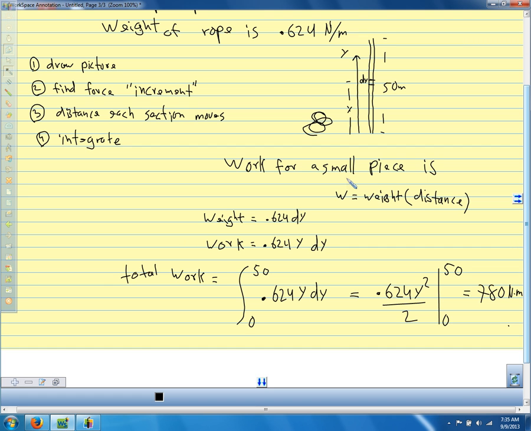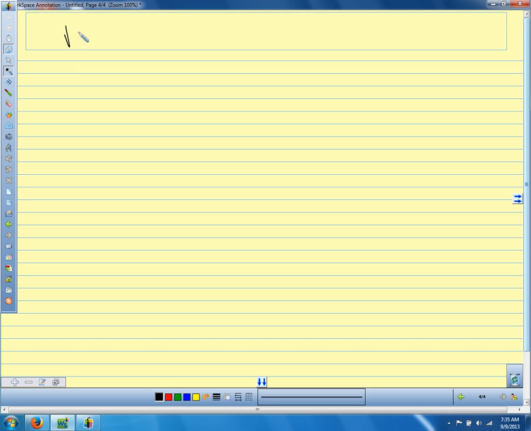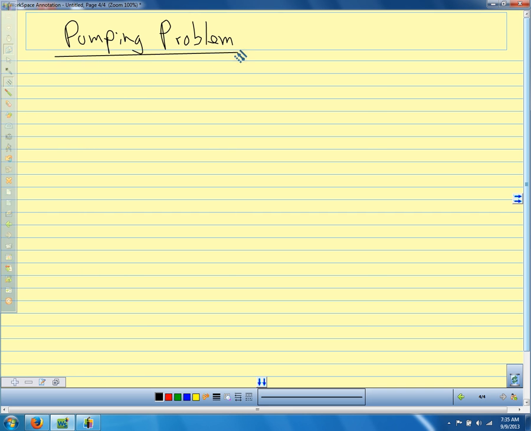All right. The second kind of problem that we like to do with work is a pumping problem. So for pumping problems, I'm going to suggest that you draw a picture with a coordinate system. Often the problem is more difficult or more easy depending on how you set up your coordinate system. With pumping problems, we're usually working with liquid. So the second part is we want to find the weight, and I'm going to call that delta F. The weight is a force of a thin slab of the liquid.